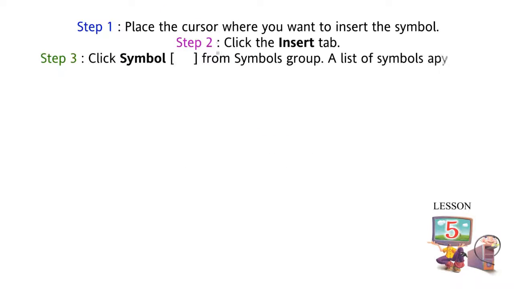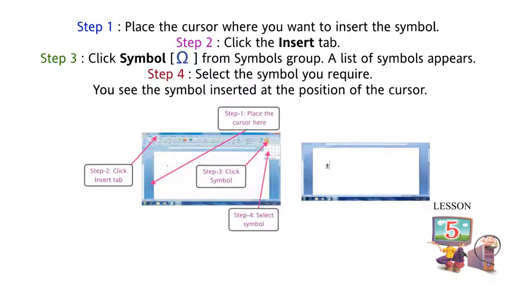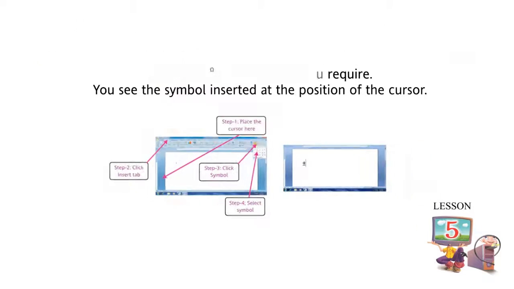Step 1. Place the cursor where you want to insert the symbol. Step 2. Click the Insert tab. Step 3. Click Symbol from the Symbols group. A list of symbols appears. Step 4. Select the symbol you require. You see the symbol inserted at the position of the cursor.